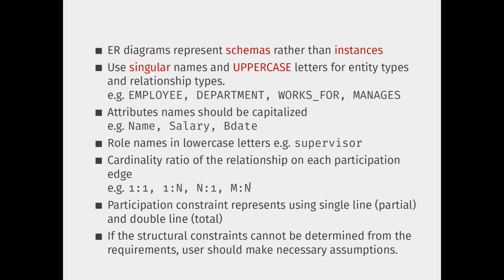Is it one-to-one, one-to-many, or many-to-one? Then partial participation: you can either use a single line, which indicates that it's partial, or double lines, which indicate total, right? So when you're given a description like this, sometimes you might not get all the required information. Whenever you think something is missing, you should make some assumptions to make it complete.